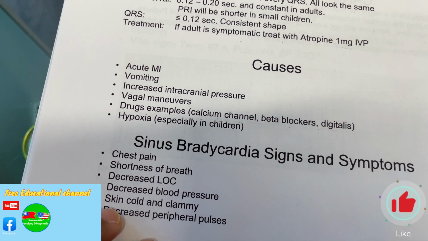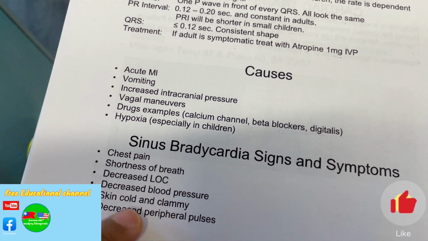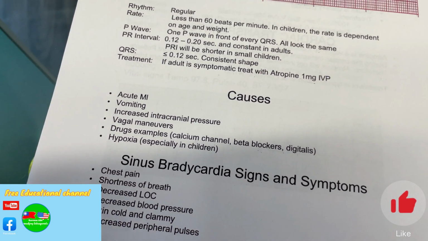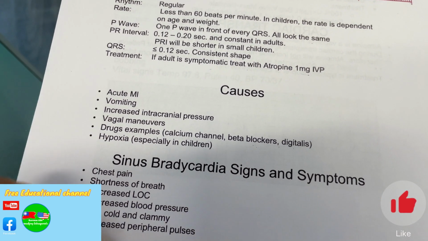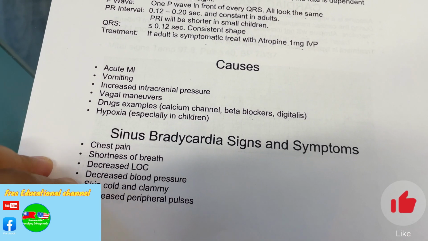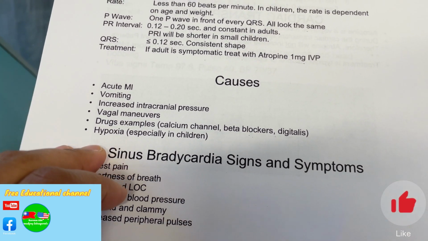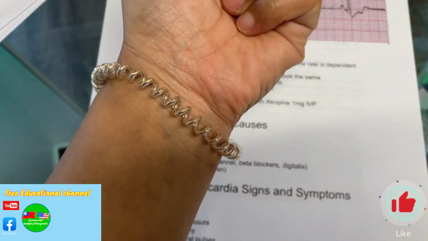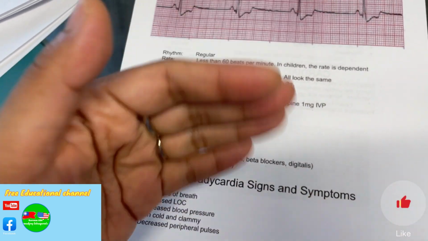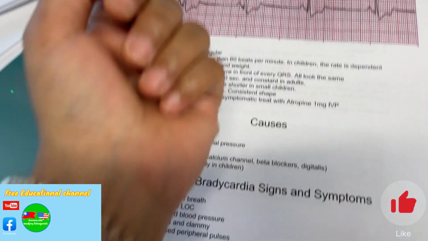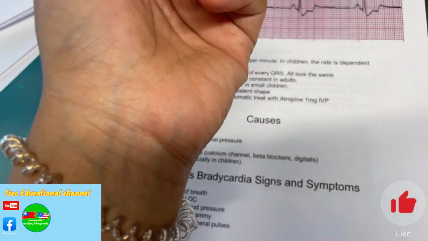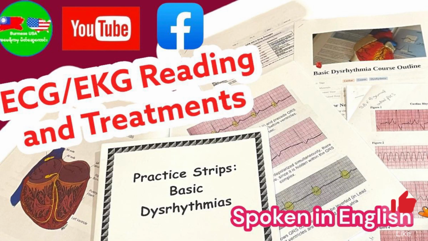And skin cold and clammy, because you're starting to have loss of consciousness, dizziness. Remember I told you people can even pass out in the bathroom. And decreased peripheral pulse. Peripheral means not central, not closer to the body, like your pedal pulse, your popliteal pulse, and the radial pulse.